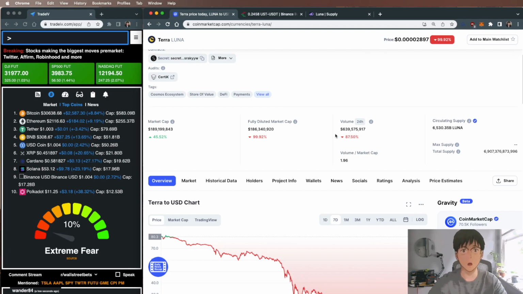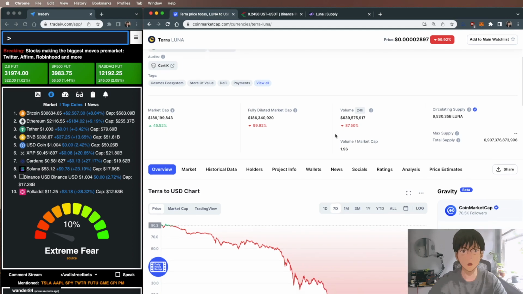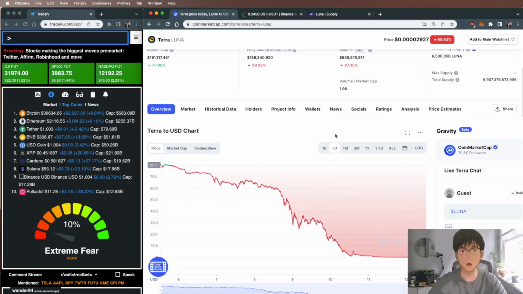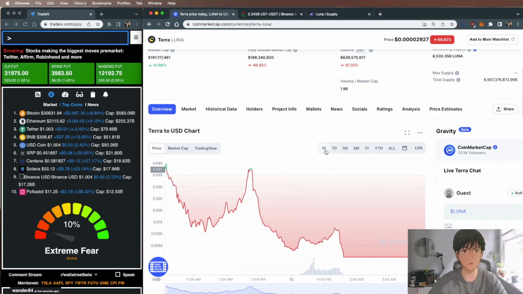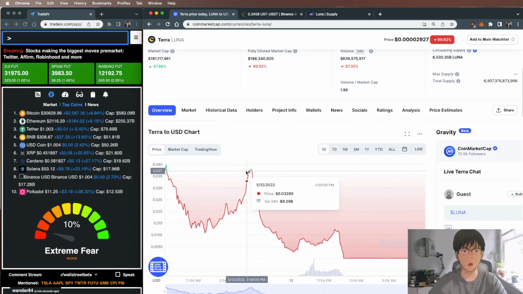So it doesn't matter where you buy in. There's always a chance for you to lose everything or the majority of your investment. Even if it's at 1 cent, you could buy in, and then if it drops to 0.5 cent, you lose 50% of your investment. So please keep this in mind before you try to buy the dip on anything. Now, Luna was trading at 3 cents. That was yesterday.